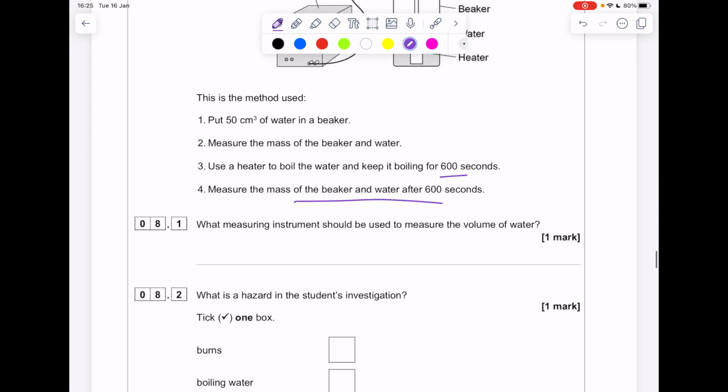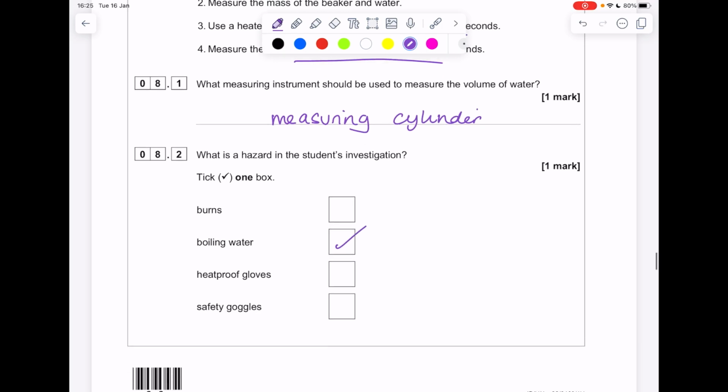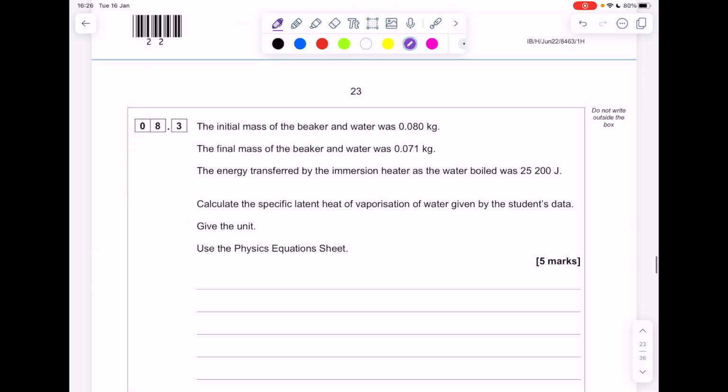What measuring instrument should be used to measure the volume of water? A measuring cylinder. What is the hazard in the student's investigation? So the hazard comes from the boiling water because if it touches skin, it will cause burns. The initial mass of the water was this. The final mass was this.